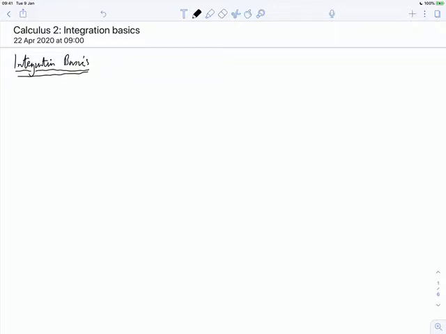This is the second session we're going to be doing on calculus. For this one we are going to be looking at some basic integration. Last time we were talking about differentiation and introducing that as an operator. Today we're going to be introducing the opposite, the inverse operator, to differentiation and what that means.